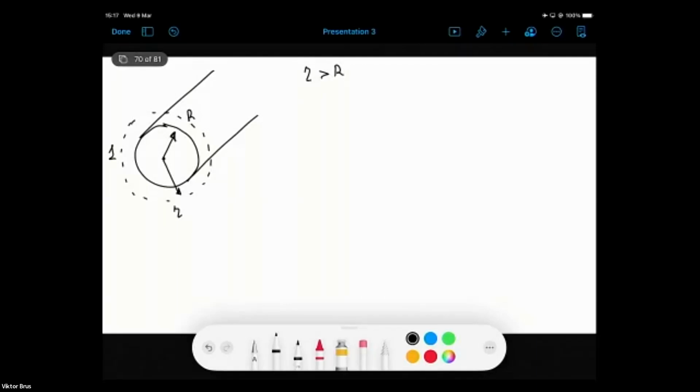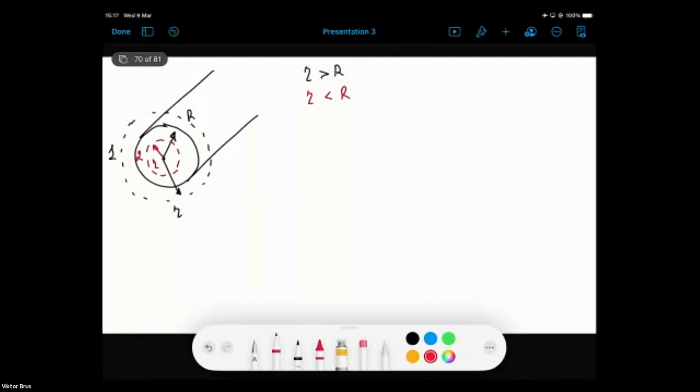And also we can pick up some smaller closed path. Let's call it number 2, which has radius r, and this r is smaller than radius of the conductor. So with these two closed paths, we can determine magnetic field outside the conductor and inside the conductor.